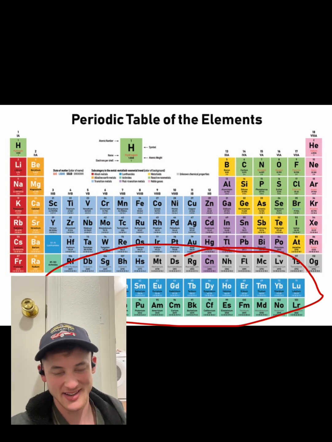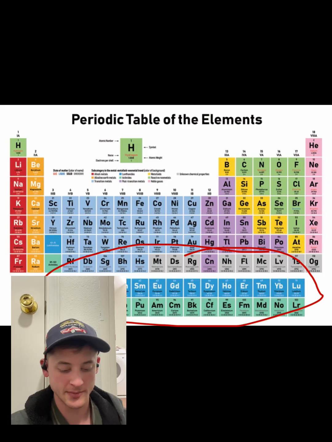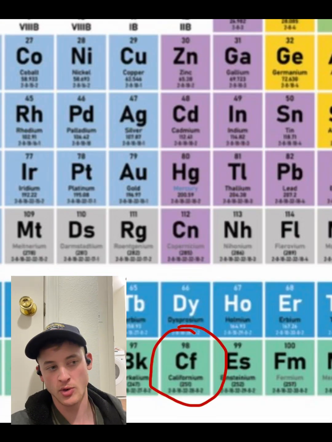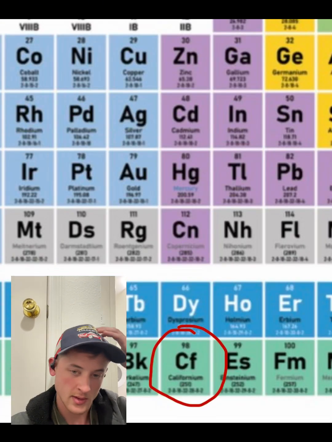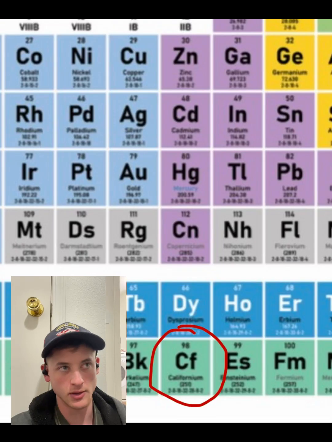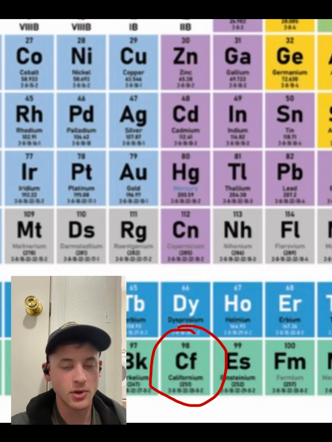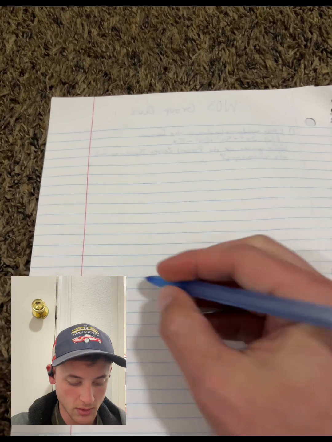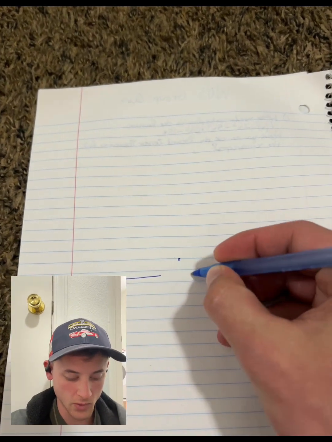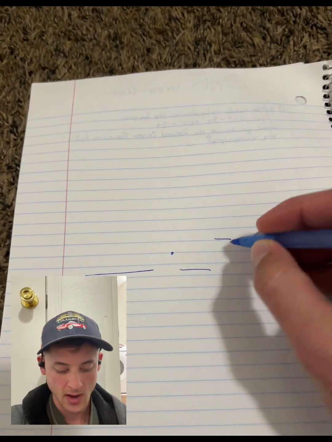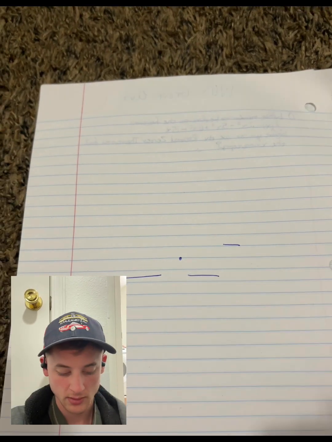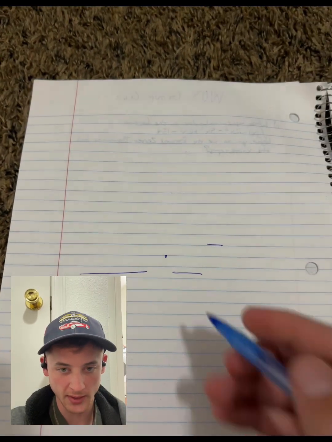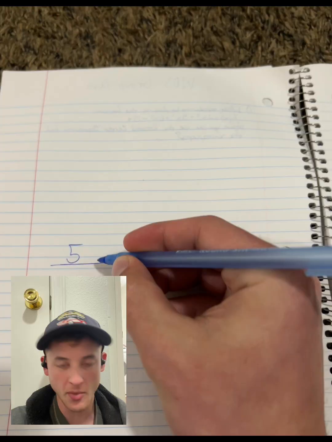How many days would it take for 5 ounces of californium to diminish to 0.02 ounces or less? Californium has a half-life of roughly, depending on the isotope, 180 days more or less. This is how we set up our half-life type problem. Put the initial amount here, which is 5 ounces. Then multiply by the rate, which is 0.5, because this is half-life. If it were something different, it could be more or less than 0.5.